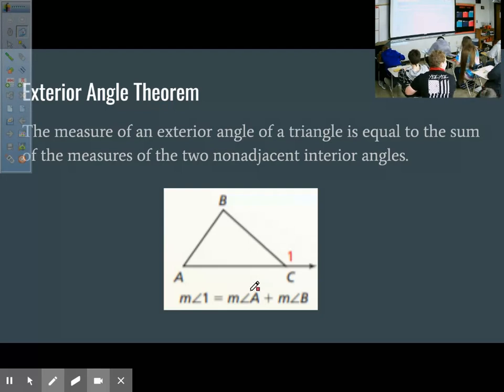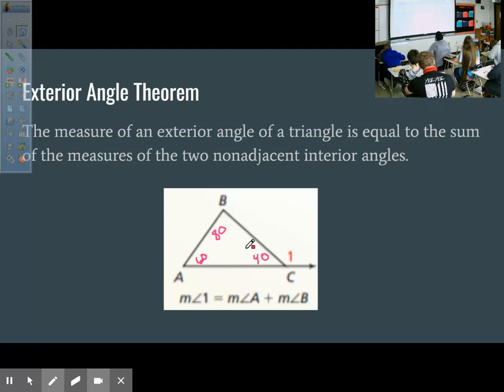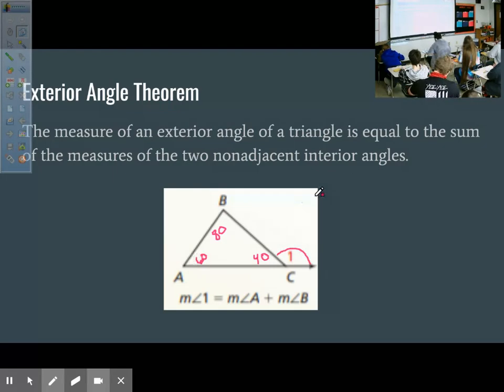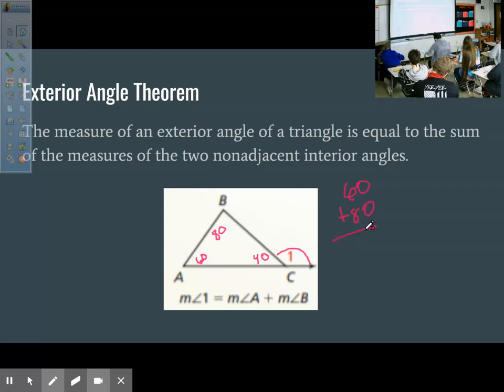So on this, what this means is, let's say this interior angle at C was 40, and then this one was 60, and then this one was 80. I can find the measure of this exterior angle here by adding together 60 plus 80. That would be 140. Now the measure of angle 1 is 140 degrees.